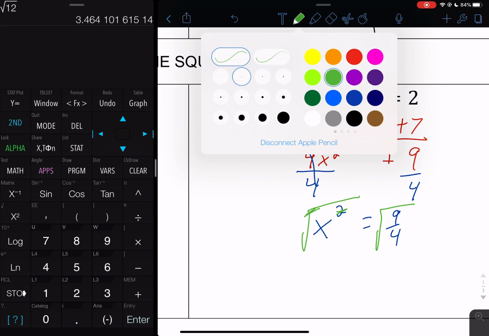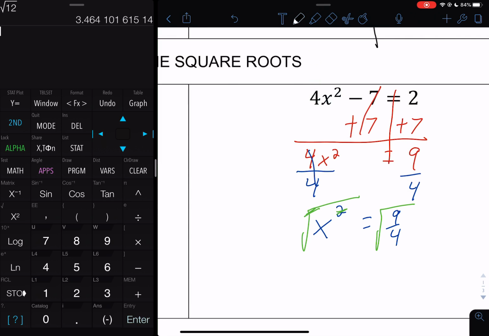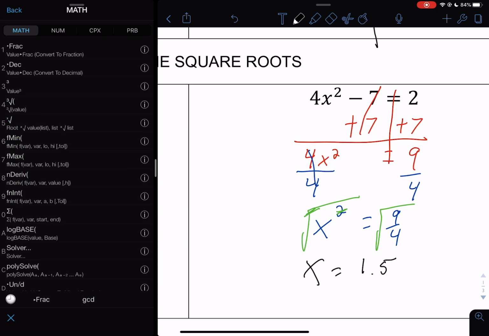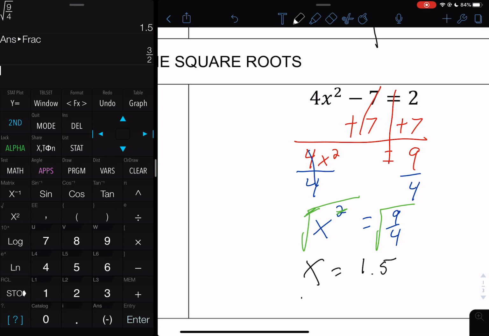So now, when I put that into the calculator, I can put it just like that, x equals, and this time you will do second square root, alpha y equal enter, 9 over 4. You press enter, and your solution is 1.5. Okay. If you want to change that to a fraction, you can do math fraction, enter, and it's going to be x equals 3 over 2.